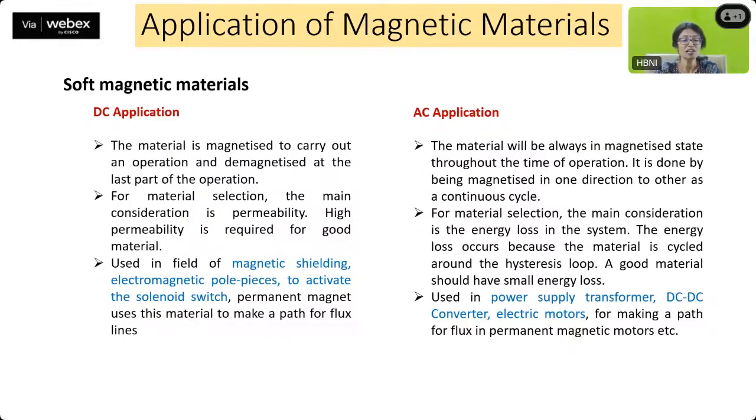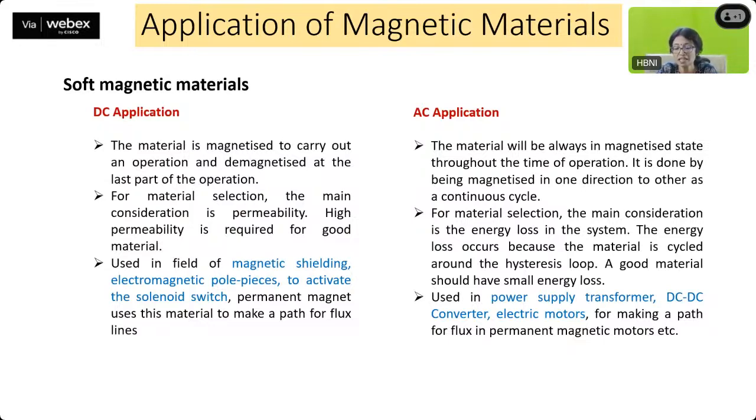Let's see now what the different direct current applications for soft magnetic materials are. In this case, the material is first magnetized to carry out an operation, and then it is demagnetized at the last part of the operation. For material selection, the main consideration, as I showed in the last slide, is permeability. High permeability is required for a good material. This is generally used in magnetic shielding, electromagnetic pole pieces, and to activate solenoid switches. Permanent magnets use this kind of material to make a path for the different flux lines. So these are the different DC applications of soft magnetic materials.